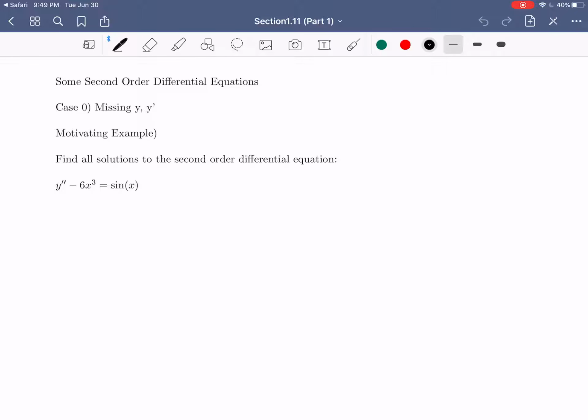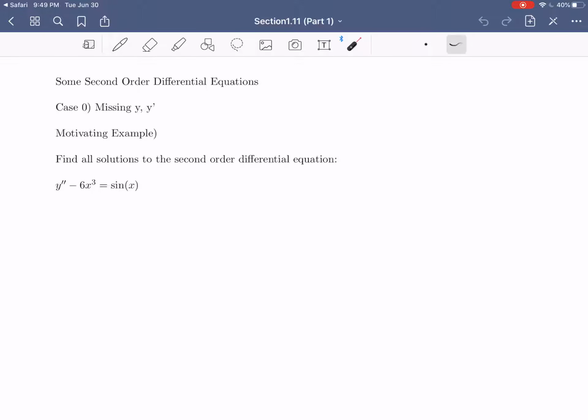In today's video, we're going to be starting into the very last section of Chapter 1, which is Section 1.11. In this section, we're going to investigate some special higher-order differential equations, basically some very special second-order differential equations that we can solve based on our investigation of first-order differential equations.